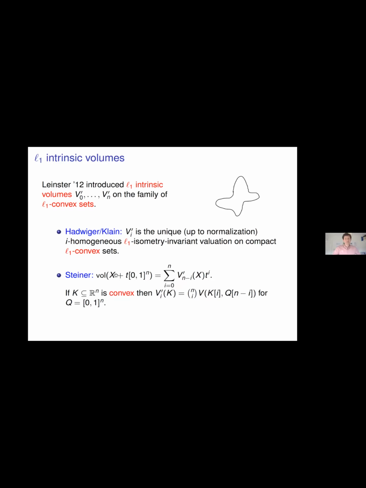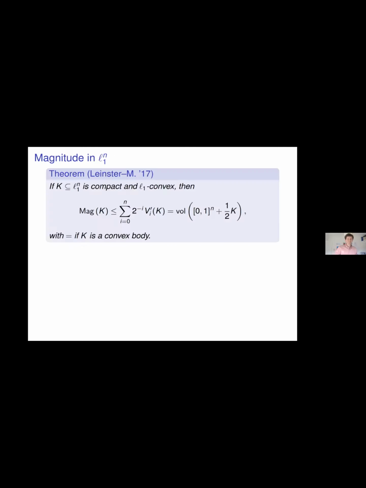But as I said, it's important that I want to look at more than just convex sets here. I want to look at these L1 convex sets. And I'm not going to give the statement, but as I said, Leinster also proved versions for the L1 intrinsic volumes of a lot of the classical results, like Crofton formulas, kinematic formulas, Kubota formulas.